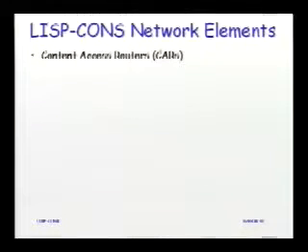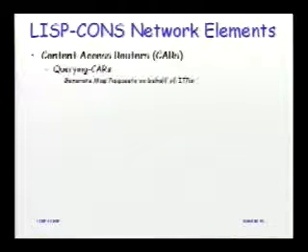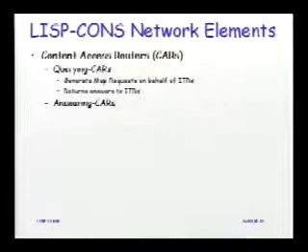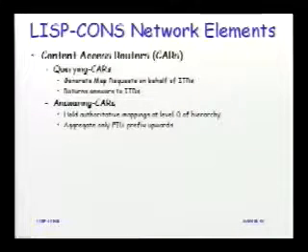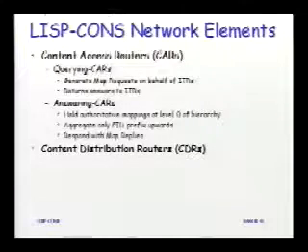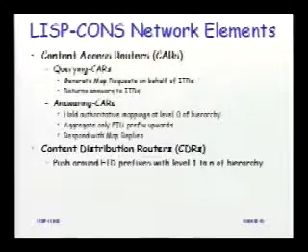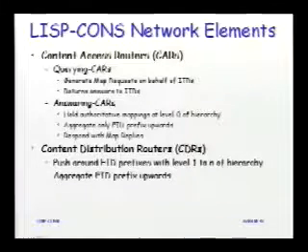Continuing with the LISP and CONS theme here, we have content access routers, which are querying. So you might query on behalf of an ITR, and you return answers to an ITR, and you have answering, which hold authoritative mappings and aggregate EID prefixes upwards. And they respond with map replies, of course, because they're authoritative. And then we have content distribution routers at the higher levels of the hierarchy, and they push around the prefixes from the lower level, but again, not the mappings. And they can aggregate upwards, giving us more aggregatability.